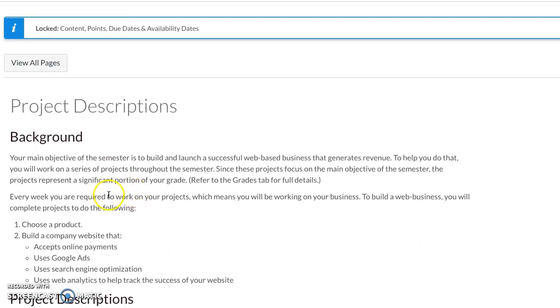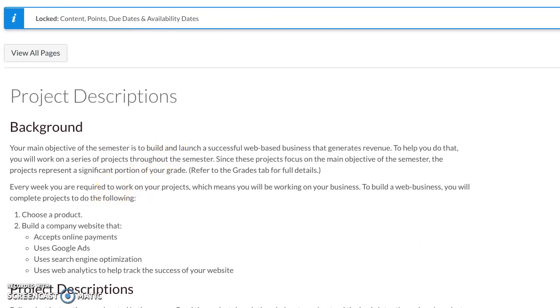So that is our projects as a general overview, but I do like to emphasize that Projects 1 and 2 are a little bit more time intensive, and it's important to start on those early.